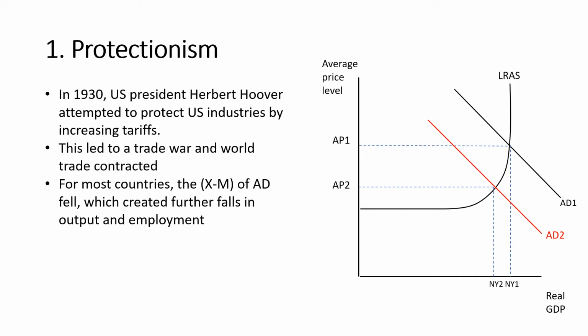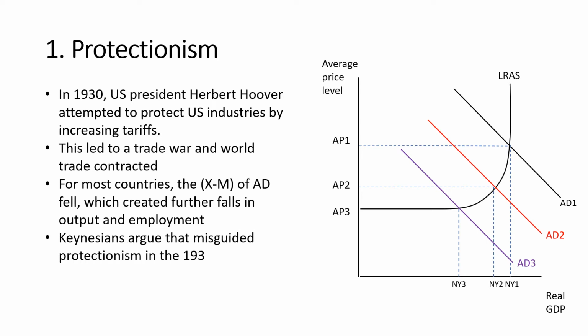So as I say, what happened was that this error was compounded by protectionism, which led to a second fall in aggregate demand from AD2 to AD3. The fall in aggregate demand caused another fall in GDP and some more deflation from AP2 to AP3. So Keynesians argue that it was a real mistake by the US government to respond to the Wall Street crash via protectionism, because what happened was there was a trade war, other countries retaliated, and everybody lost the X-M component of aggregate demand.